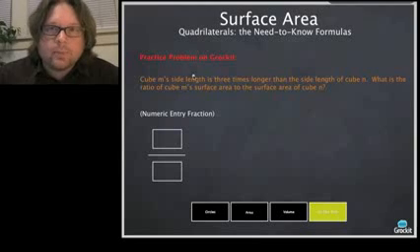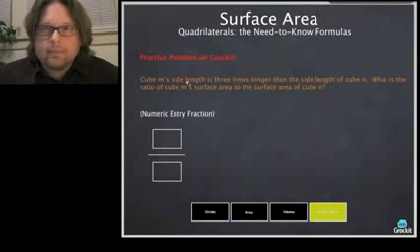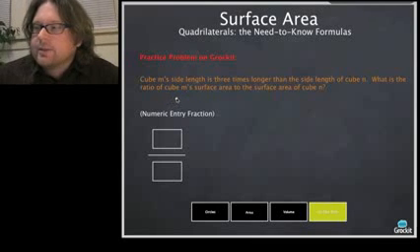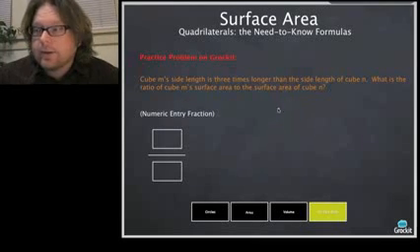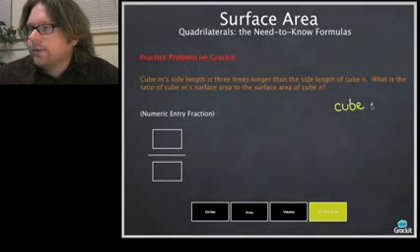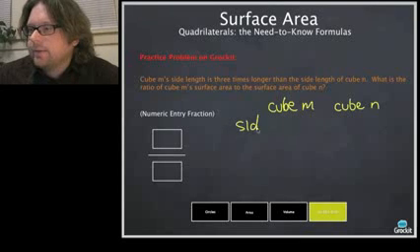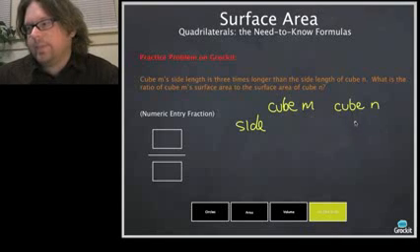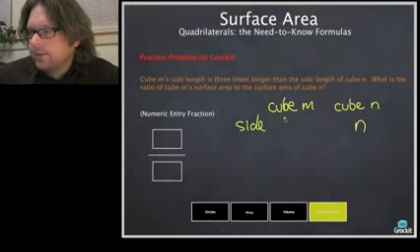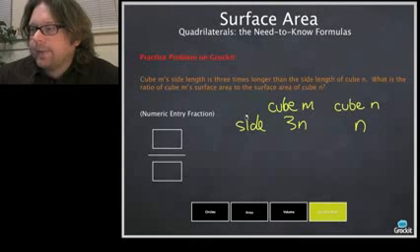Okay, so here's a practice problem from our secret storage warehouse of problems. Cube M's side length is 3 times longer than the side length of cube N. What is the ratio of cube M's surface area to the surface area of cube N? We don't actually have to draw the cubes, although you certainly could if you wanted. So let's say we have cube N here and cube M here. We'll call cube N's side N, and cube M's side length is 3 times longer, so it's 3 times N.